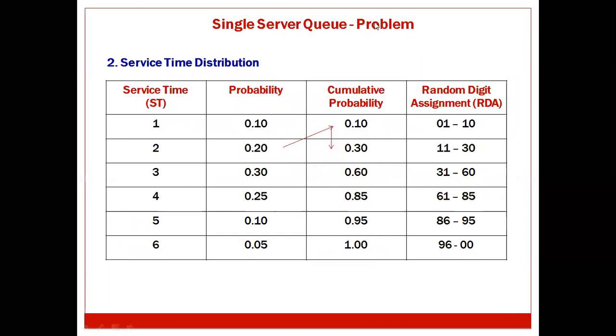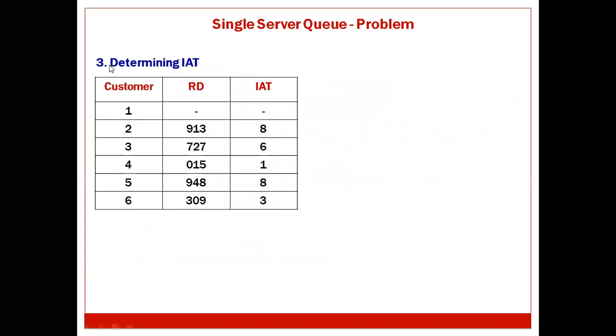So RDA will be 0.1, I can take it as 10, then 11 to 30, then 31 to 60, 61 to 85, 86 to 95, and 96 to 00. Okay, clear with this? Yeah. The next one, we will have to find out IAT.